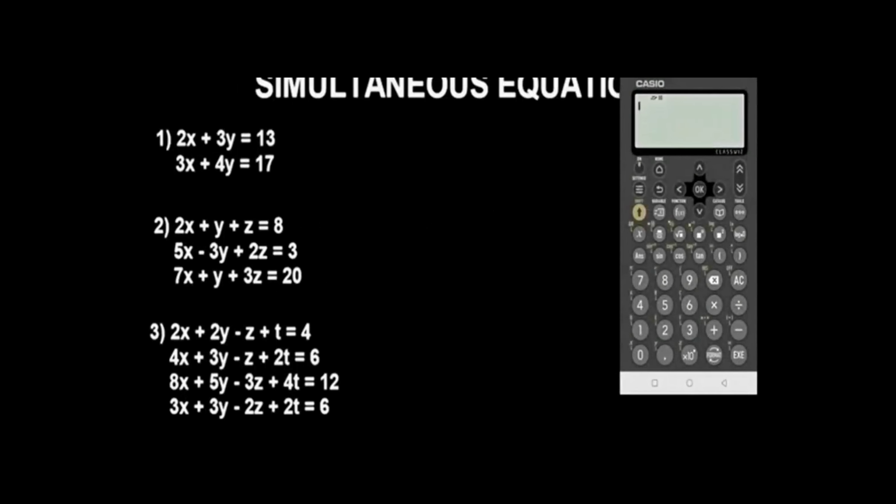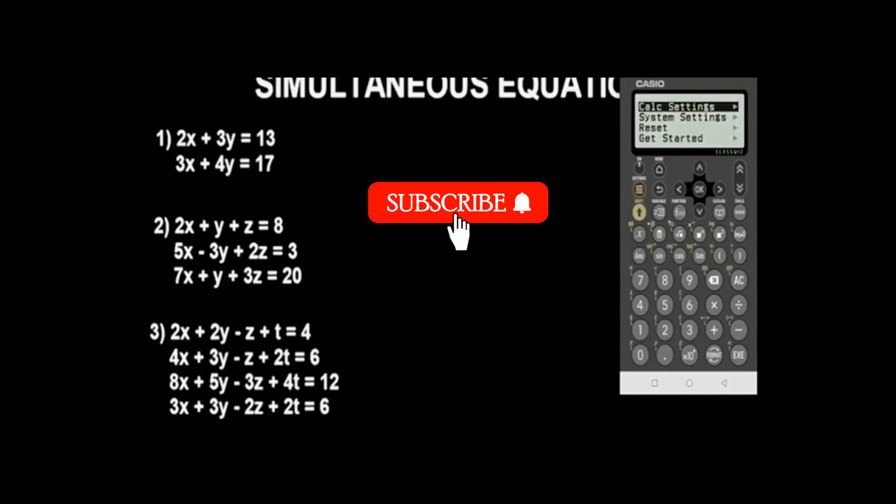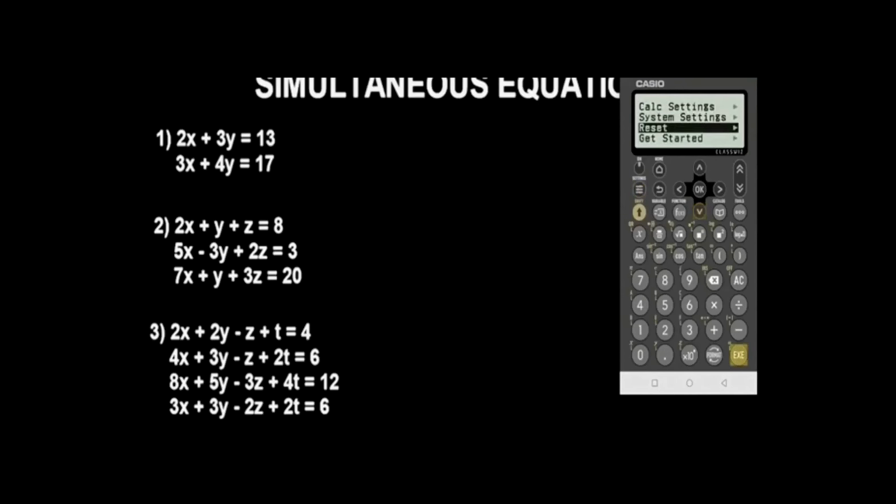We are going to learn how to solve problems involving simultaneous equations involving 2 variables, 3 variables, and 4 variables. So let's get started. The very first thing to do will be to reset this calculator. So to reset, press the setting button, then go to reset, press execute, go for initialize all, then press execute. We are good to go.